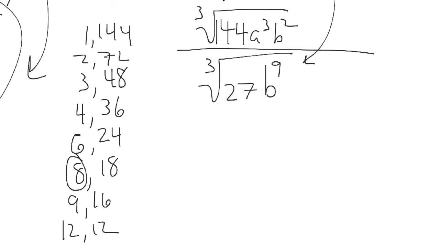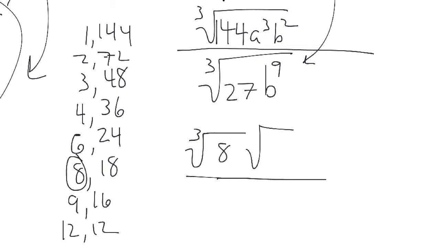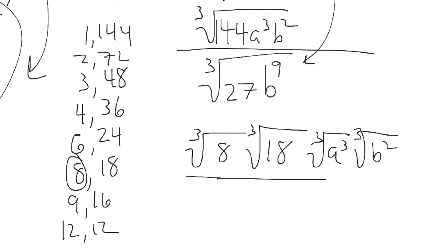So what I'm going to do is split this up. Cube root of 144 is going to be 8, and then cube root of 18, because 8 times 18 is 144. And then I've got a cube root of a cubed, and then a cube root of b squared. The denominator simplifies beautifully. In fact, we've arranged it to do so. This is what we absolutely need.